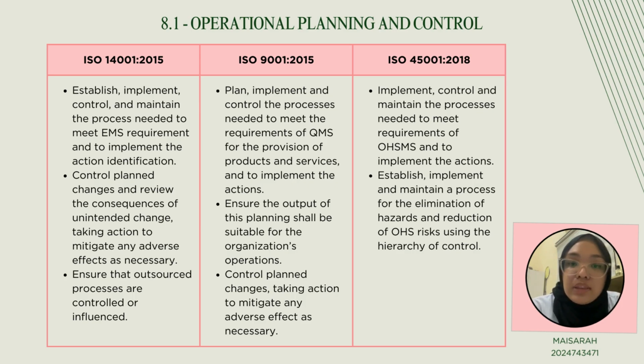For ISO 9001, the organization should plan, implement, and control the processes needed to meet the requirements of the quality management system for the provision of products and services and to implement the actions. Also, ensure the output of this planning is suitable for the organization's operation, and control planned changes, taking action to mitigate any adverse effects as necessary.